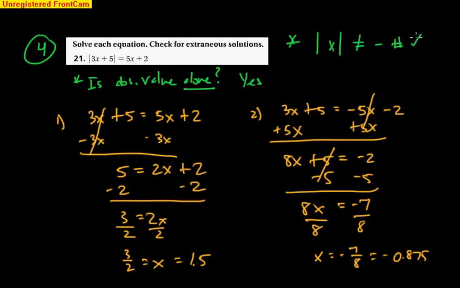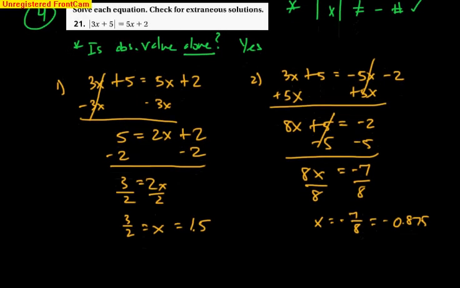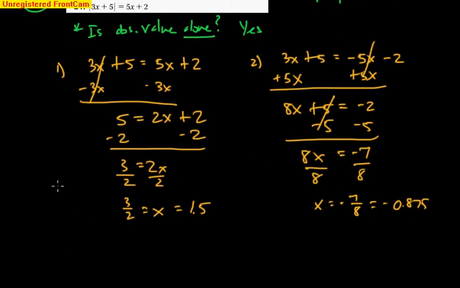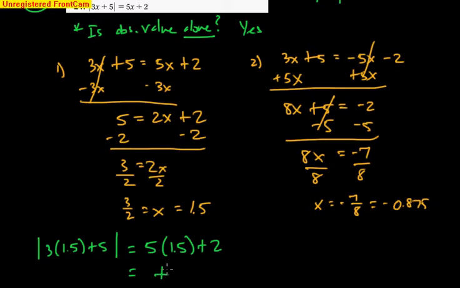Check for this. So let's do it down here. So the equation's up there. So we have absolute value of 3 times 1.5 plus 5 equals 5 times 1.5 plus 2. And this right side is going to turn out to be a positive number, so I am confident that this is a good answer.